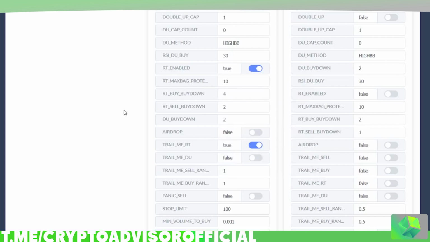You can certainly have these more aggressive. I think the RT buy down of 4 is actually way too high. I would probably set that at 3, and then have it so it sells at 2%, buys back at 3% with the trailing sell range, or the trailing buy range, sorry. And then that will make it so it buys once it goes up 1% after the downwards move, and then it continues trading on Gunbot. So those are my personal settings.